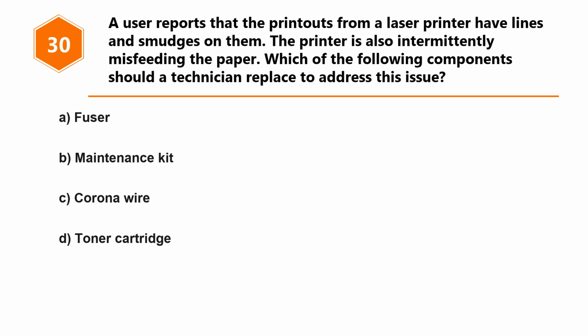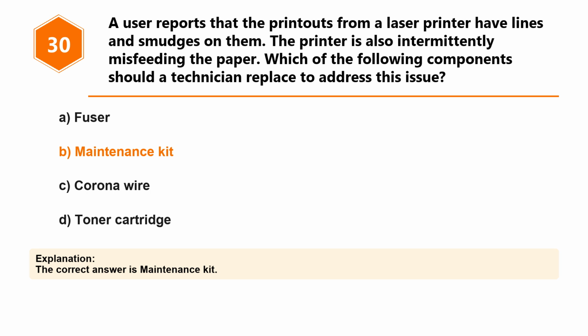Option A, fuser. Option B, maintenance kit. Option C, corona wire. Option D, toner cartridge. The correct answer is option B, maintenance kit.